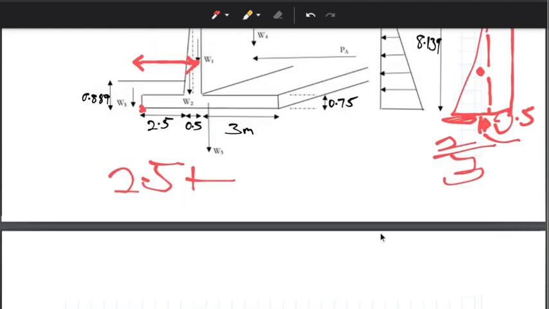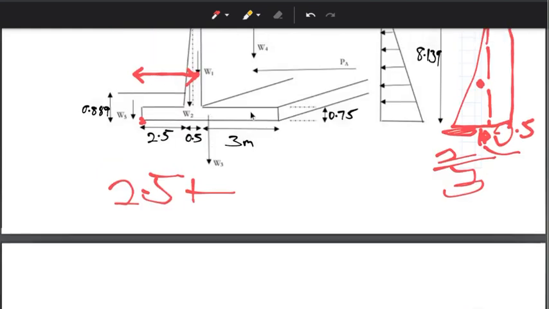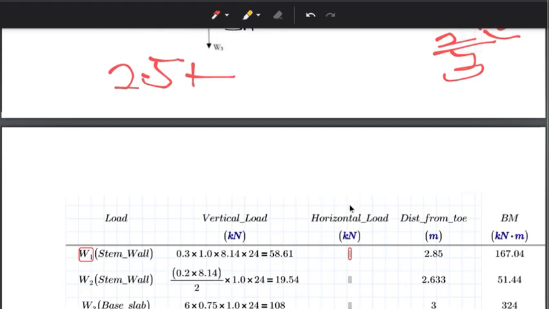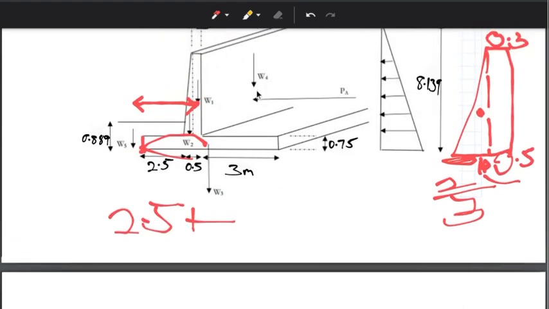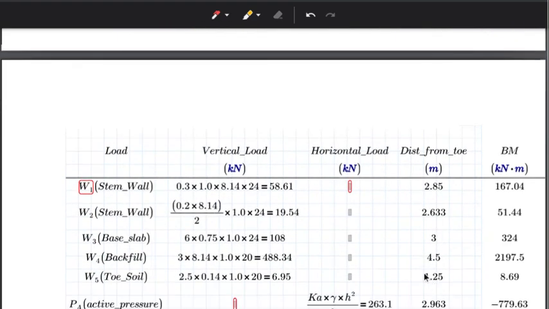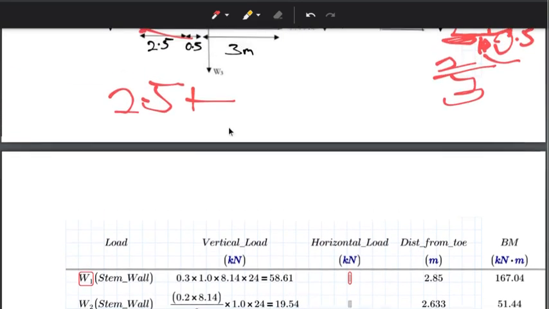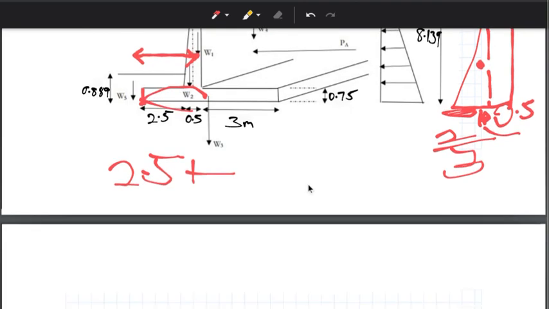Then for the base slab, since it's perfectly rectangular, it's not complicated, and our width is 6 meters. Half of 6 meters is 3 meters from here, so that's how this 3 comes about. Then this 4.5 comes from the backfill. The backfill length is 3 meters, half of 3 meters is 1.5. So 1.5 plus 0.5, that's 2, plus 2.5, that's 4.5. That is where 4.5 comes from. Then the toe distance, the soil toe, is basically half of this side just to this place. That is how that one is.